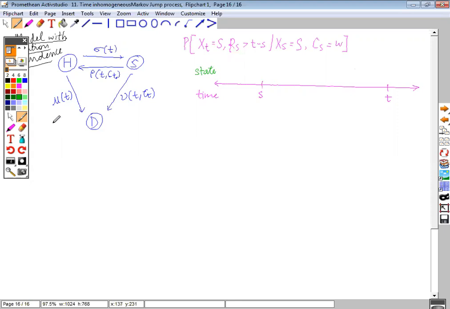So this is the question. What state should I write here? Sick. Sick. Right. And what state should I write here? Sick again. Okay. And how do I incorporate this information? Okay, what does this information tell me? Can someone explain this in words? What does C_S being equal to W mean?